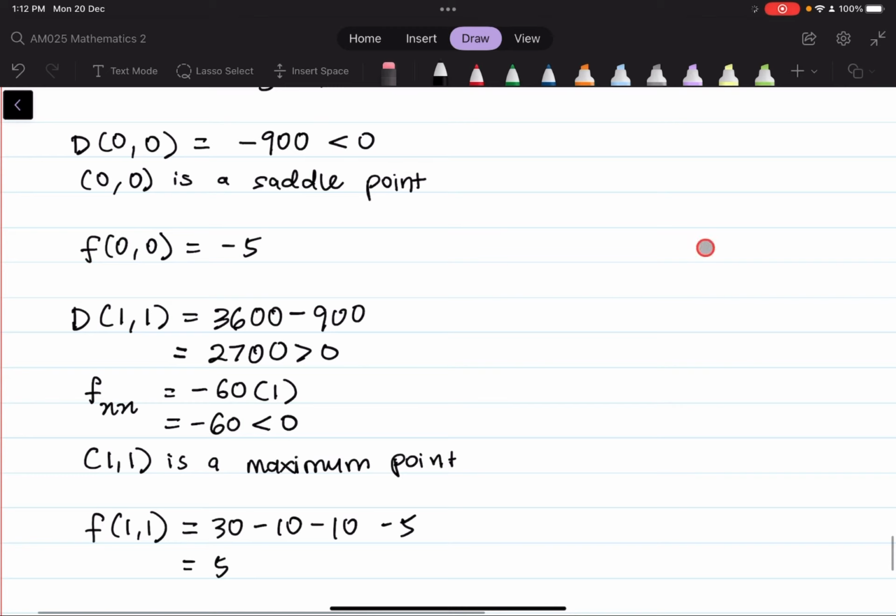So the point (0, 0) is a saddle point and the value is negative 5. And the point (1, 1) is a maximum point and the value is positive 5.